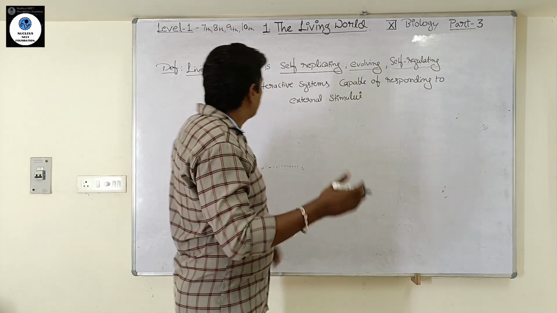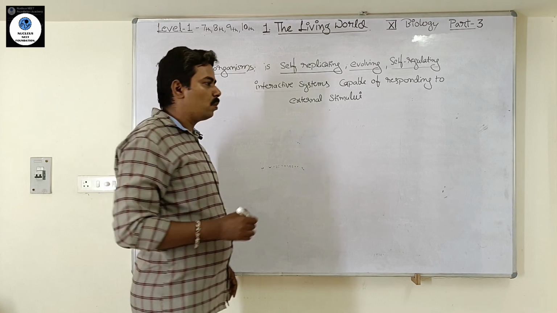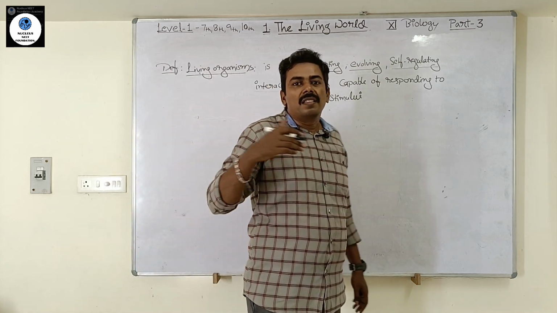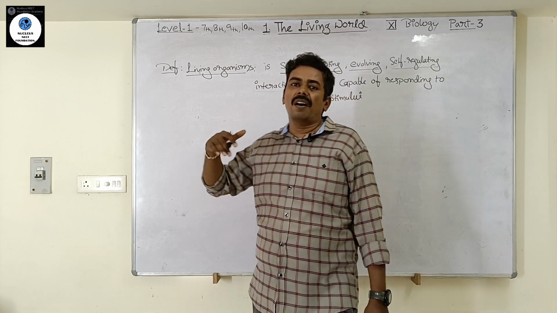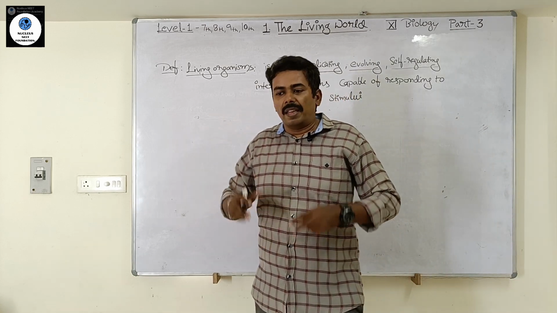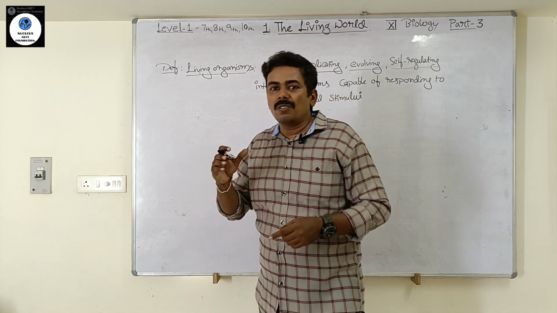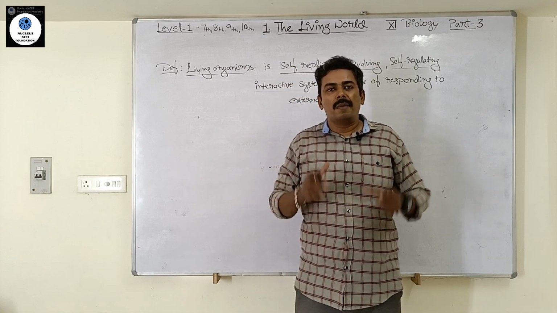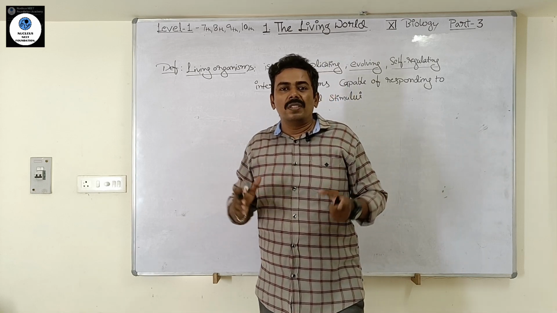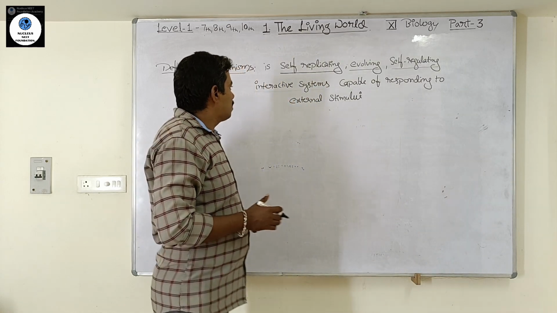And interactive systems: living organisms are able to interact with other organisms, of the same type or of another type. So for example, a cow can interact with another cow by making some sounds. A cow can also interact with human beings. It can say that I am hungry, by using some sound signals. So this type of activity called interaction is seen in living organisms.